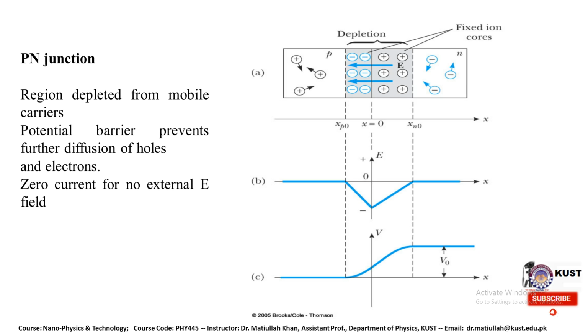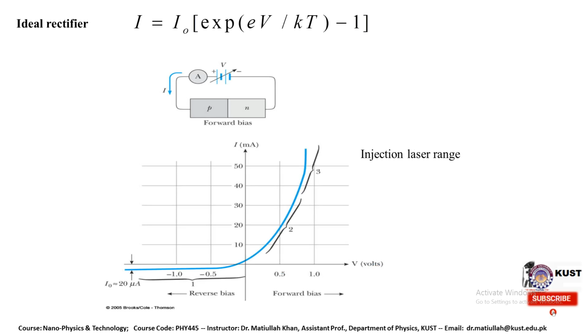This is an image of the p-n junction where we have a region depleted of mobile carriers. This is the depletion region. The potential barrier prevents further diffusion of holes and electrons, and there is zero current for no external potential difference. Once we apply an external potential difference, we can make the p-n junction forward biased or reverse biased, depending on how the terminals of the battery are attached to the p side and n side of the material. We also have the rectifier, which is used to rectify the electrical current.